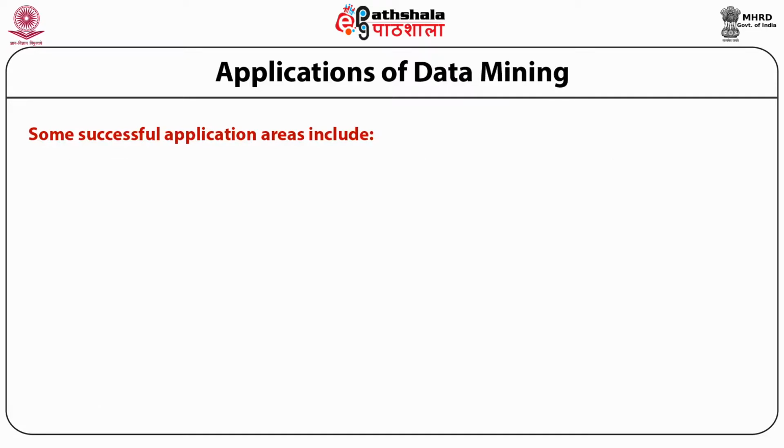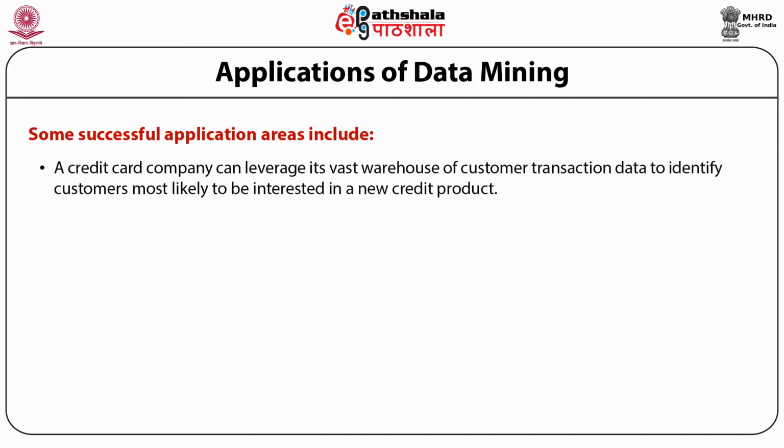And another example, a credit card company can leverage its vast warehouse of customer transaction data to identify customers most likely to be interested in a new credit product. Using a small test mailing, the attributes of the customers with an affinity for the product can be identified. Recent projects have indicated more than 20-fold decrease in cost for targeted mailing campaigns over conventional approaches.